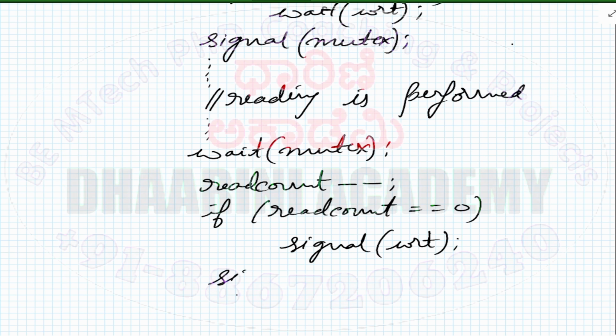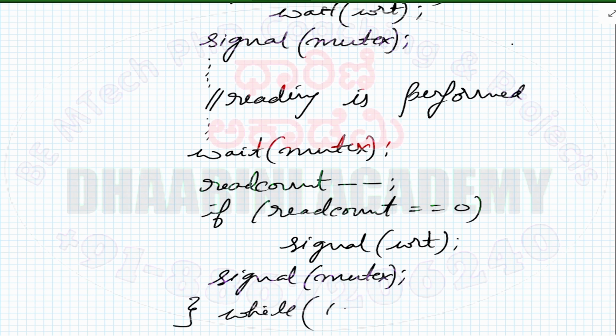Then we'll go for signal mutex. So that finishes this. Then we'll write while true. So the write function is actually acting like a mutual exclusion semaphore for the writers. Somebody is writing means we can do the operation related to the WRT semaphore.